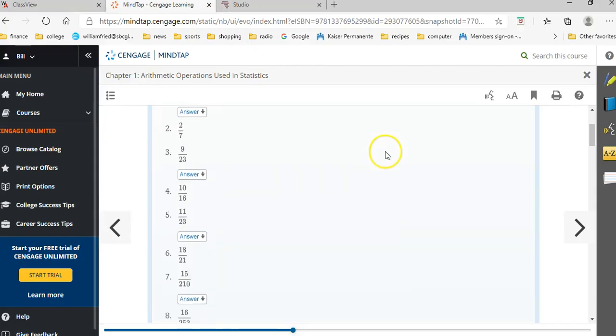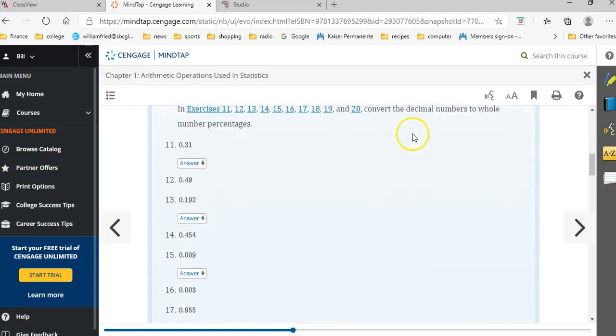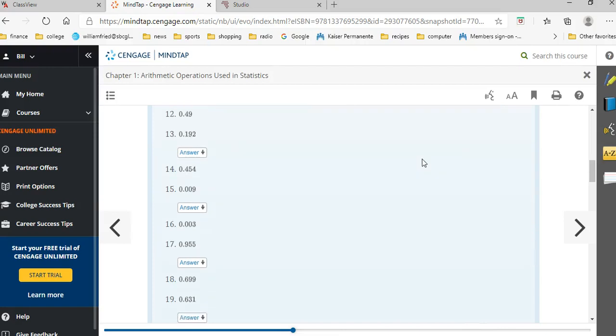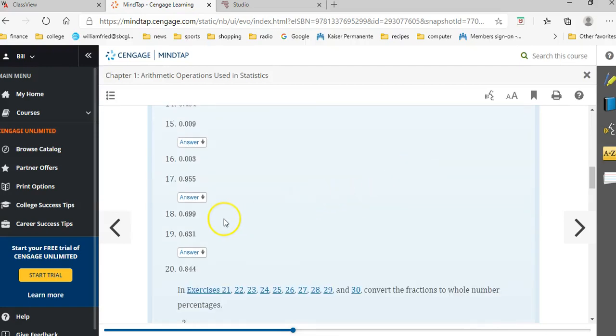Let's see. So in the next group of questions, convert the decimal numbers to a whole number percent. To convert a decimal to a percent, I'm going to multiply by 100. But then to do the rounding to a whole number, I'm going to round it off to zero decimal places. So let's take, say, number 18, it says 0.699. I'm going to multiply it by 100 to convert it to a percent, and then I'm going to round it to zero decimal places.